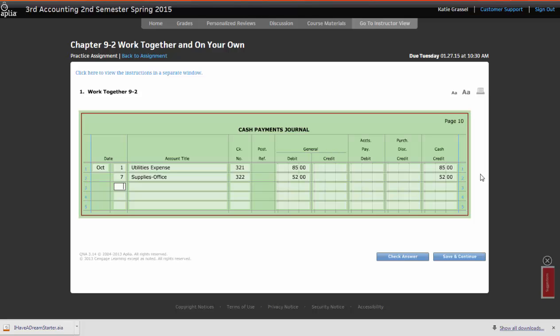Do you remember yesterday I said anytime we get stuff to sell, what account are we affecting? Anytime that we buy stuff that we're going to sell, what account do we affect?